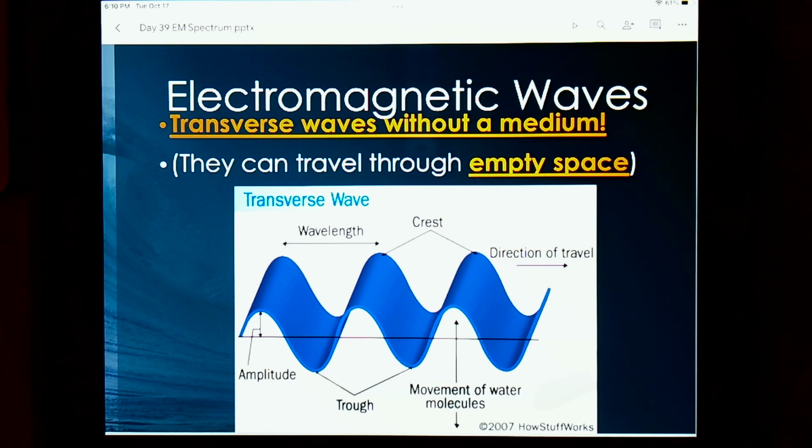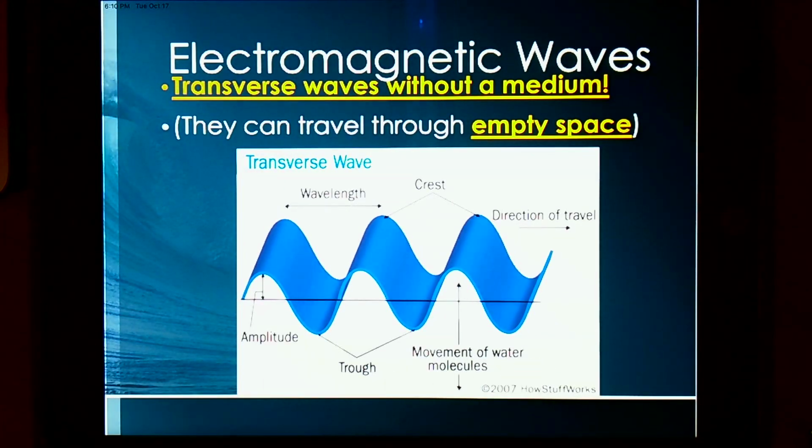Alright, so with just electromagnetic waves, if you were to have a transverse wave without a medium, which means it goes through empty space, remember it will move just like this. Remember this is a transverse wave. A transverse wave has little curves. It moves at right angles.